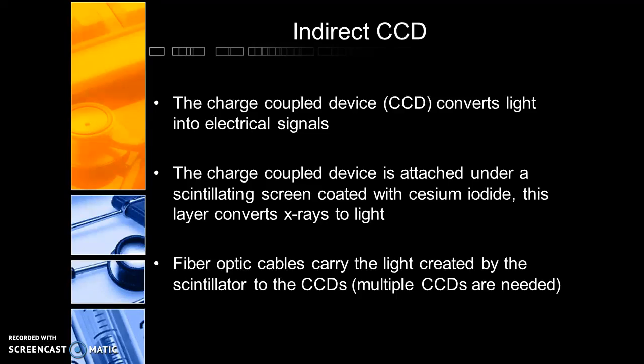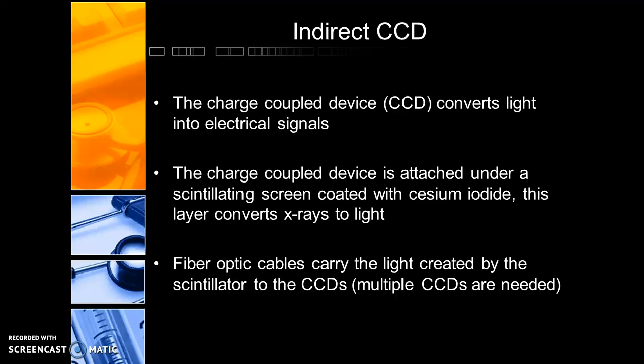So when we talk about the charge coupled device, it performs the function of transforming the light into the electric signals. So it's going to be attached under the scintillating screen. Now, the scintillator for indirect, both CCD and for the flat panel detectors, does not change. It is cesium iodide, and that's a fact that you want to remember. And cesium iodide's job is to convert X-rays into light.